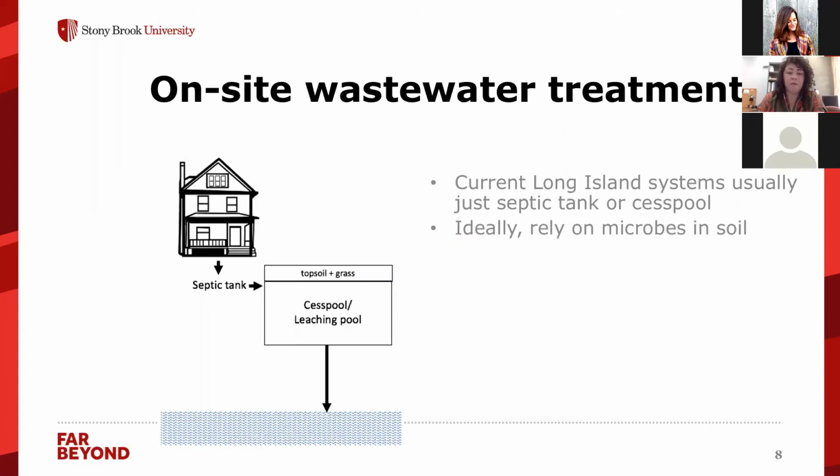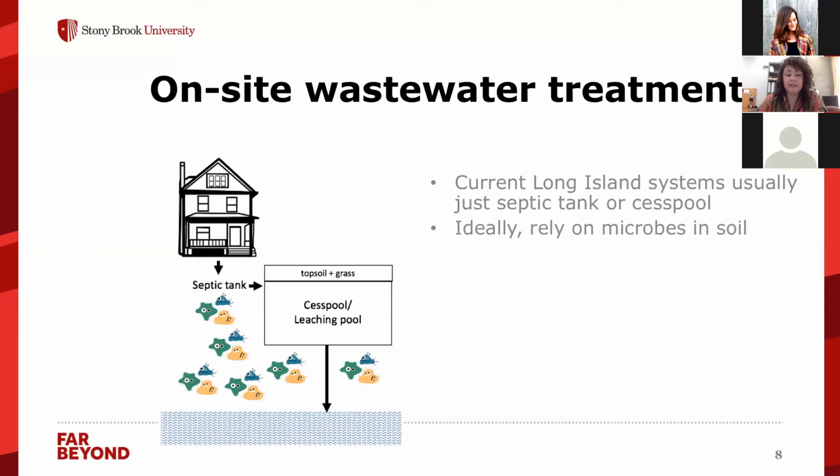So now I want to put all of that in the context of on-site wastewater treatment systems. Here is a really simple schematic of a current Long Island on-site wastewater treatment system. So anything that goes down the drain, you flush down the toilet, that you wash in your washing machine, will go into a septic tank where solids will settle out, and then your wastewater will then go into either a cesspool or a leaching ring, which is essentially a big concrete ring with holes in the side to allow wastewater to slowly seep out into the surrounding soil matrix.